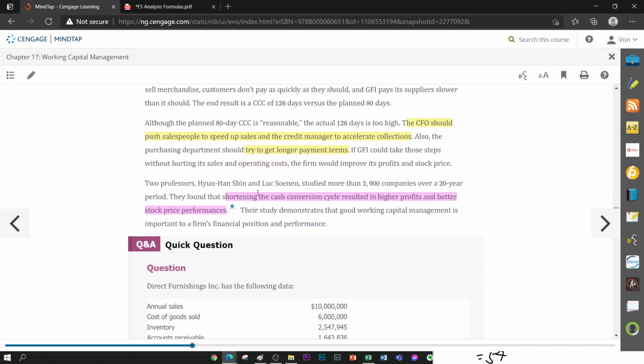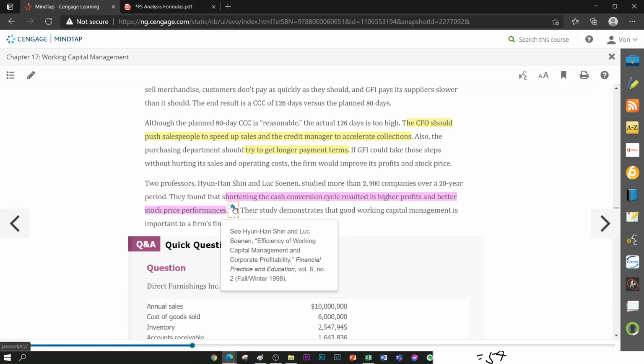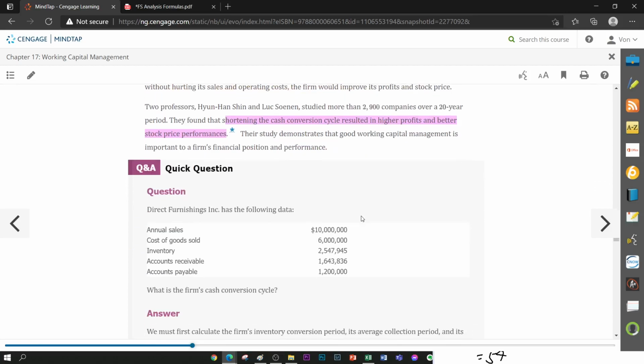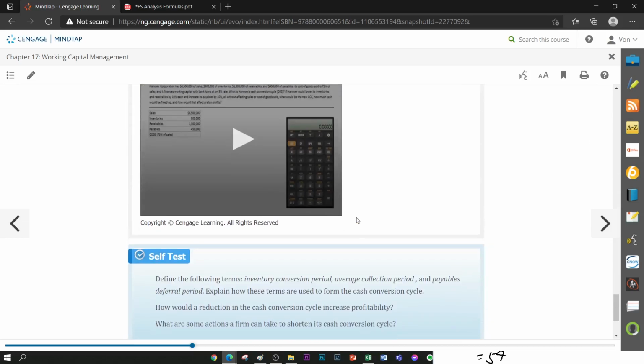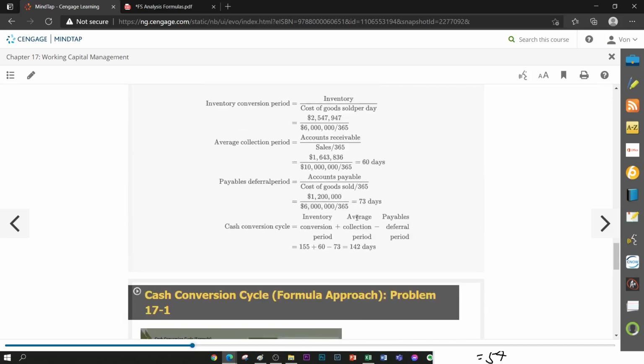Ayan, so dito binanggit lang yung study, no, na nagpapatunay na yung shorter cash conversion cycle magre-result sa higher profits. Okay, so kung gusto mong basahin, pwede naman. Okay, so ayun, para dito sa cash conversion cycle. Okay, pause muna natin yung video.